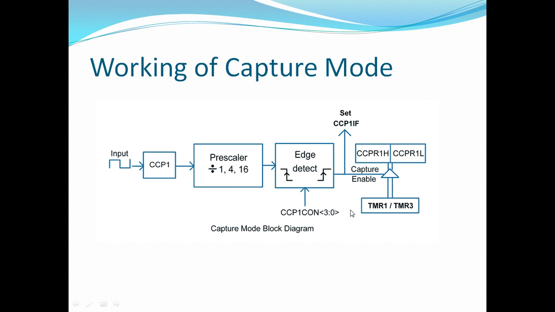Upon every clock pulse, these timers will get incremented by 1, and whenever an event occurs, the PIC18 microcontroller will store the content of timer 1 or timer 3 into these two registers. If we are programming in 16-bit mode, then the 16-bit value of timer 1 or timer 3 will be loaded into this CCPR lower byte and higher byte register.